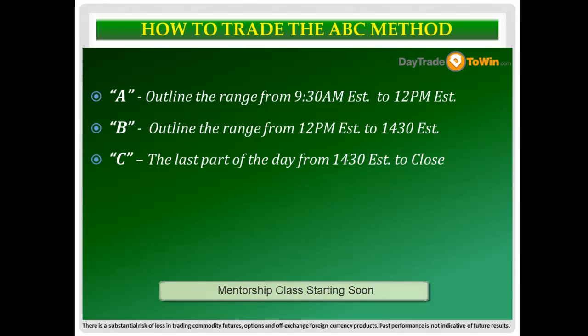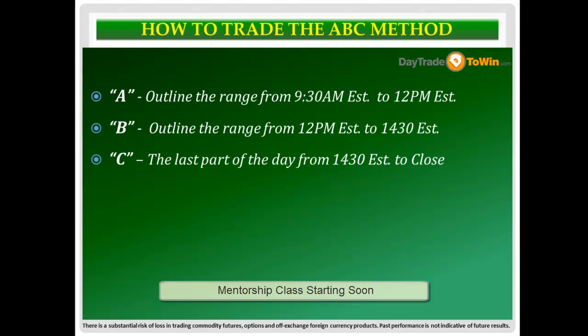So now I have here the example of the E-mini S&P or the US financial opens, the indices. The A part of the day is an outline of 9:30 to 12 o'clock. The B part of the day is from 12 o'clock to 14:30. And the C part of the day, the last part of the day, is from 14:30 to close. Now remember, these are in Eastern Standard Time, so if you live in a different time zone, you have to make the calculation to change these times.